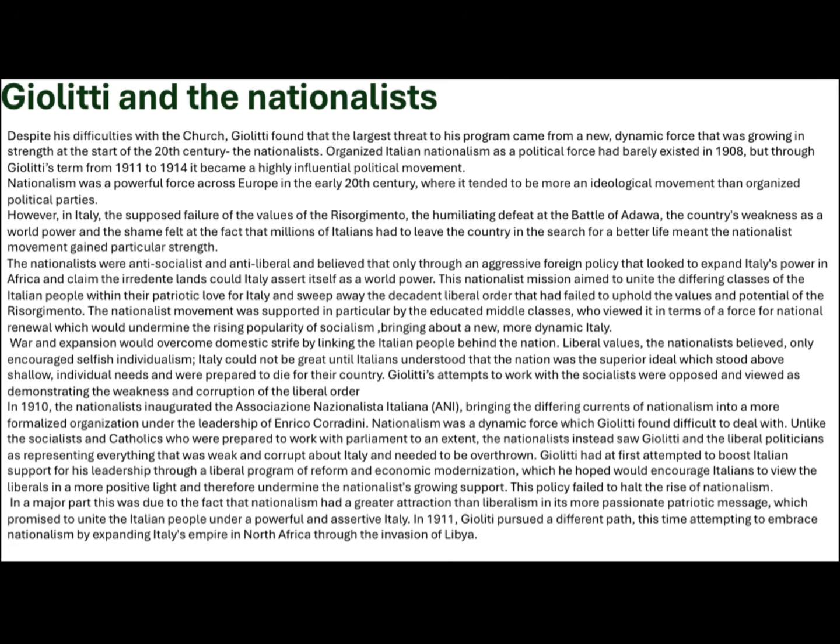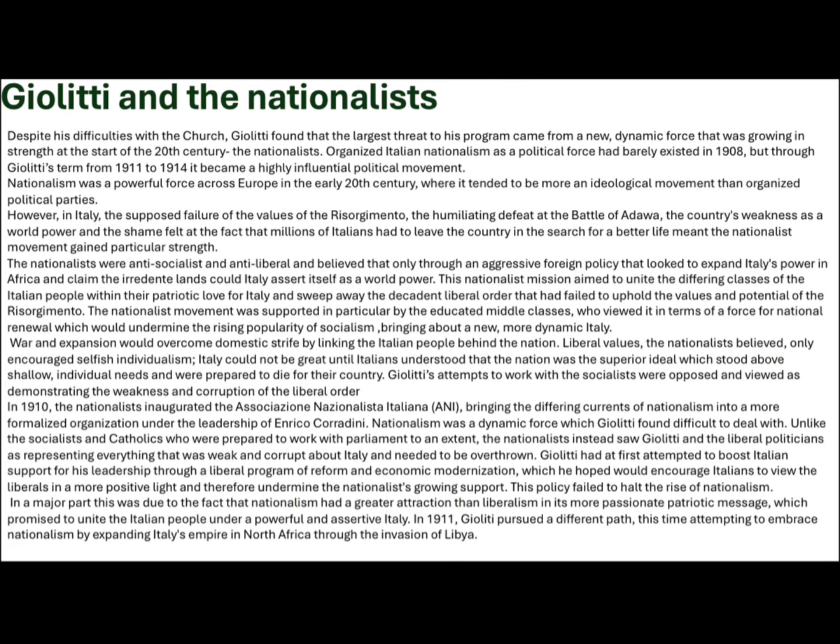Giolitti had attempted to boost Italian support for his leadership through a liberal programme of reform and economic modernisation, which he had hoped would encourage Italians to view liberals in a more positive light and therefore undermine the nationalists' growing support. This policy had failed to halt the rise of nationalism, in major part due to the fact that nationalism had a greater attraction than liberalism in its more passionate patriotic message, which promised to unite Italian people under a powerful, assertive Italy.